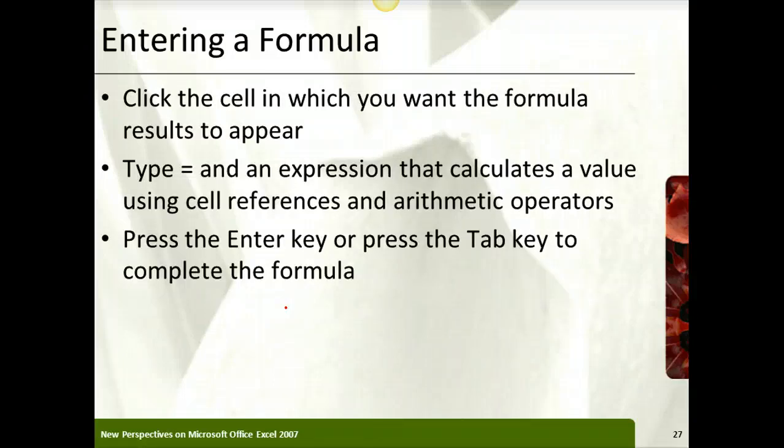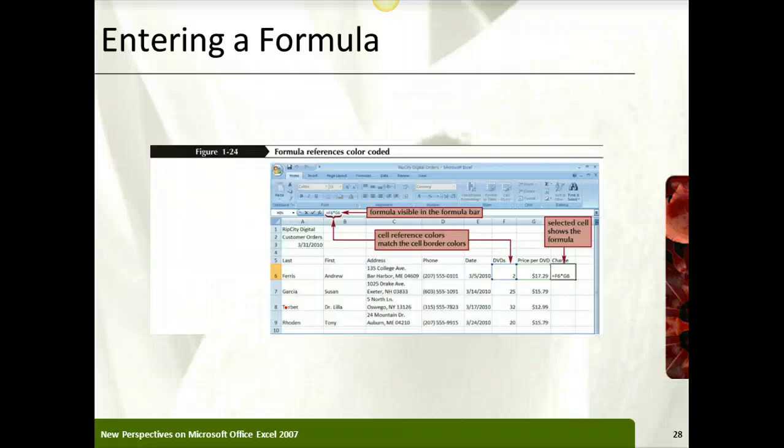So when you go into a formula, you're going to click the cell that you want the formula to be applied to, type in the equal symbol, and then whatever expression, and then press the Enter key or Tab key to complete the formula. So an example here, you have equals F6 times G6, and it's in the G cell when they're doing this.